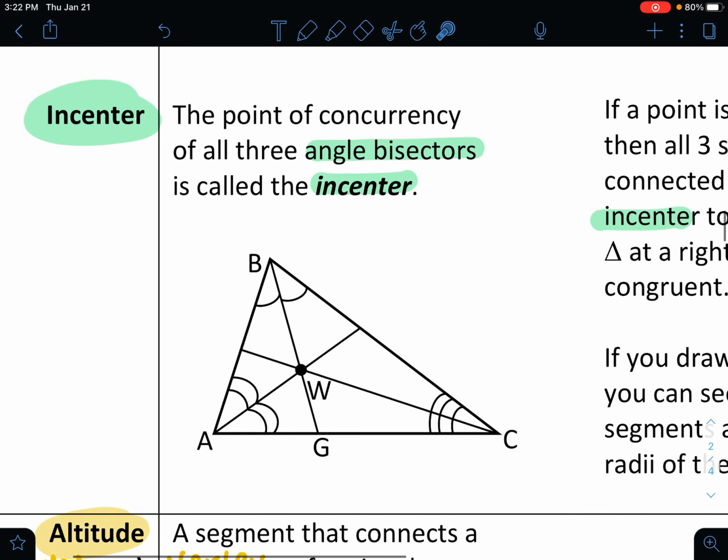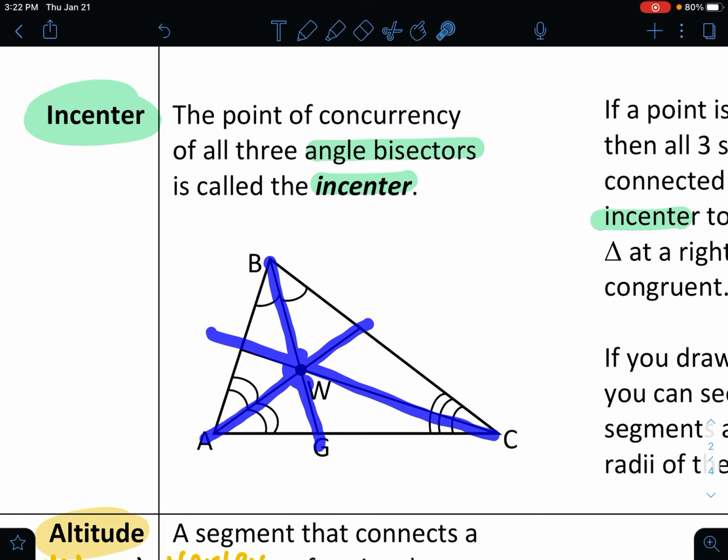So let's talk about the point of concurrency, or the point of intersection, for these three angle bisectors. We've got this angle bisector, it cuts that angle in half. This bisector cuts angle A in half. This cuts angle C in half, and they all meet at one point, and that point is called the incenter. So this point of concurrency for your angle bisectors is called the incenter.